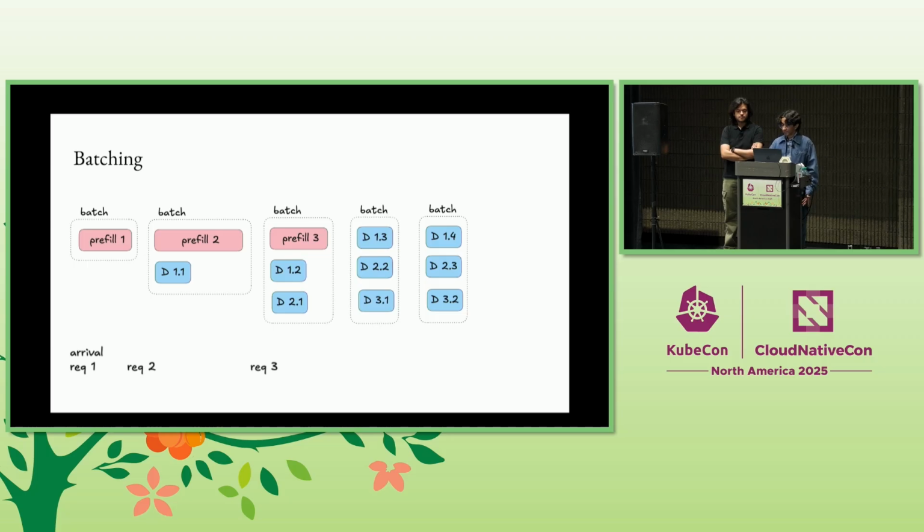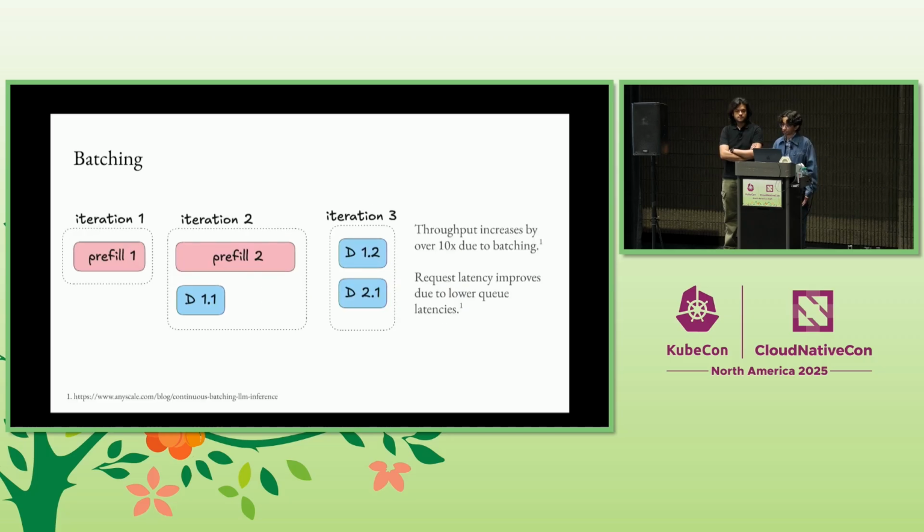This has immediate gains. The first one is that your throughput can increase by over 10 times due to batching, because you're doing more concurrent processing for each request per second. And your request latency also improves because you're not waiting for requests to queue up. You can start making progress on them earlier.